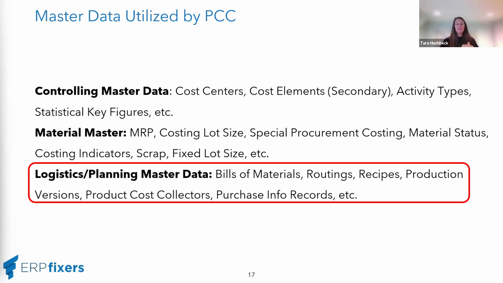So I'm going to start with logistics and planning and drill in a little bit into some key things that you can use or turn on, or dig into and get a little bit more detailed, to help elevate your product costing. Some things that I've seen that are a little bit underutilized from a product costing perspective.